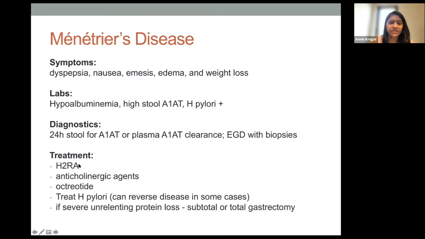Most common treatments, we do use H2 receptor agonists and anticholinergics or octreotide. And if they have H. pylori, we will treat that. When it's completely unrelenting protein loss, sometimes these patients will need a total or subtotal gastrectomy, which is pretty significant.